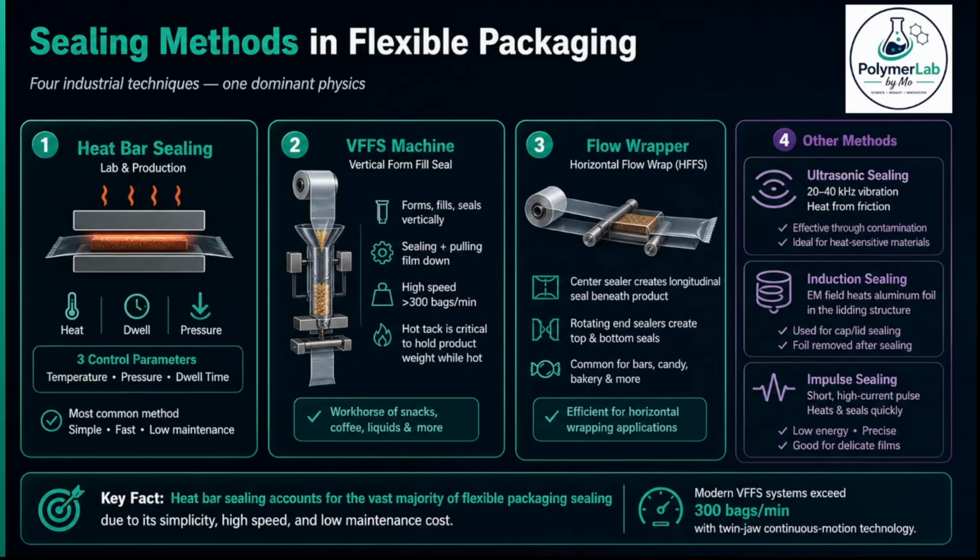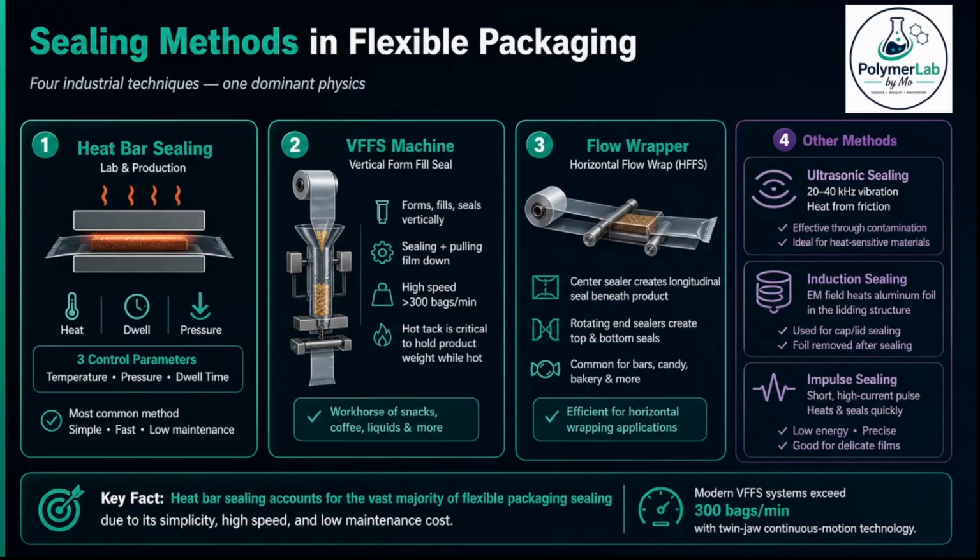The jaws in the VFFS machine are doing 2 things simultaneously: sealing and pulling the film down. Hot tack strength is critical here because the bottom seal must hold the product weight while still hot. The next one is the flow wrapper, a horizontal form fill seal machine. It wraps a film around the product horizontally. A center sealer seals the longitudinal seam beneath the product, and rotating end sealers create the top and bottom seals, common for bars, candies, and bakery products.